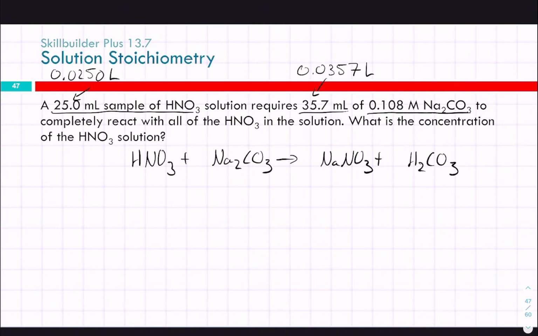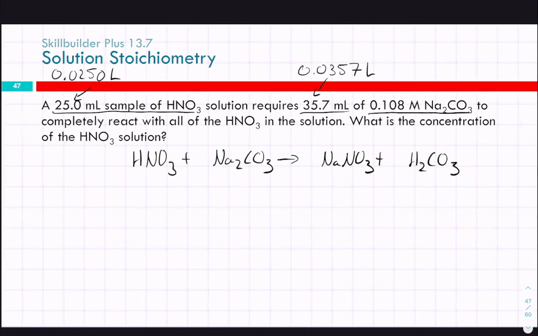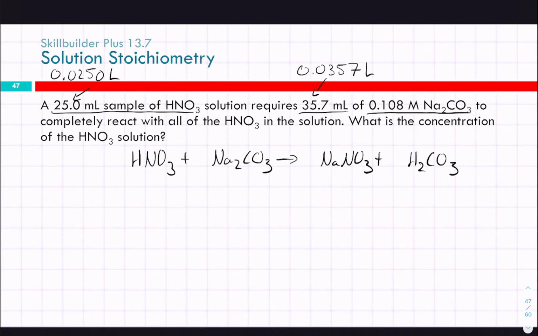Okay, so we got to balance this. Let's start with the hydrogen. So we need 2 hydrogens on this side because we only have 1 on the left, and we need 2 because there's 2 on the right. And then we'll take our nitrate, because now we have 2 nitrates. So we need 2 of those on this side. So we add a 2 there. And there's 2 sodiums, and then 1 carbonate on either side.